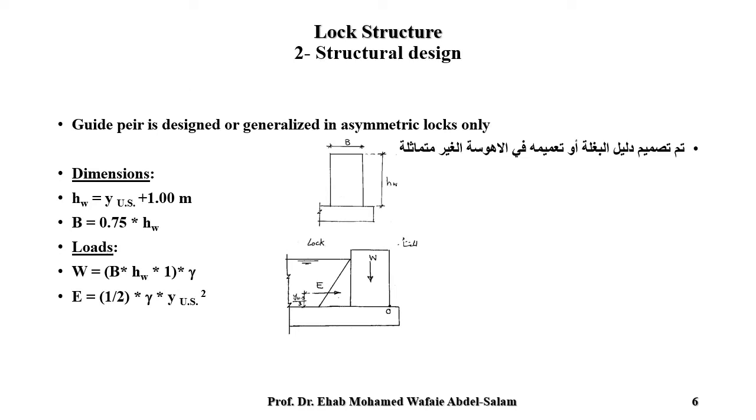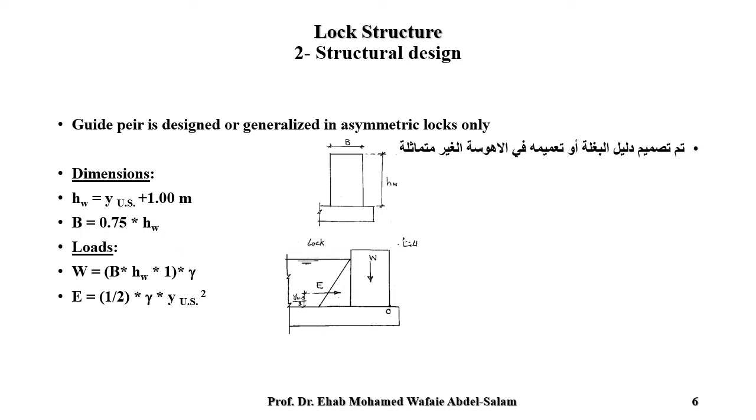Structural design. The guide pier is designed, or generalized, in symmetric locks only. Dimensions, something like that. HW appears in the drawing. Capital B, it appears in the drawing.